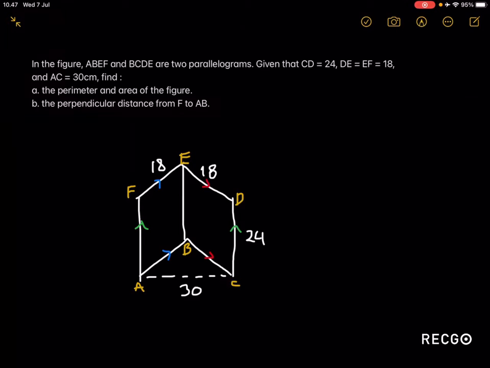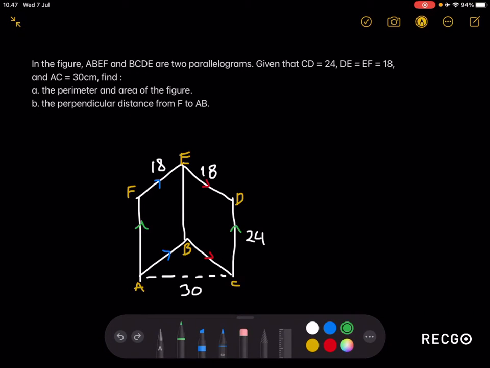So we need to find the perimeter and area of this whole figure as well as the perpendicular distance from F to AB, which is this length right here.